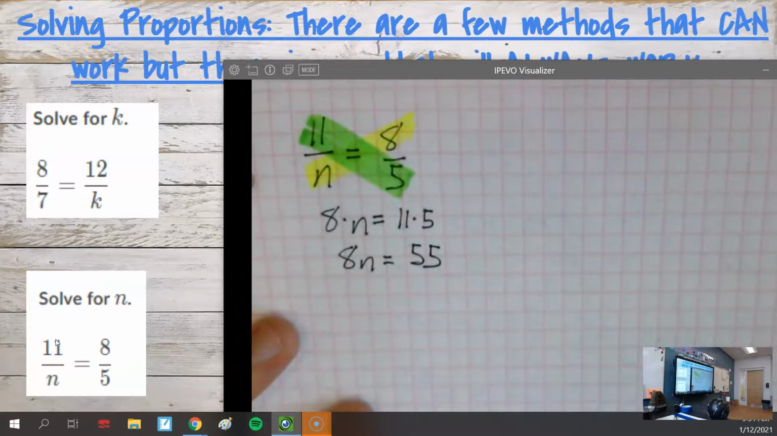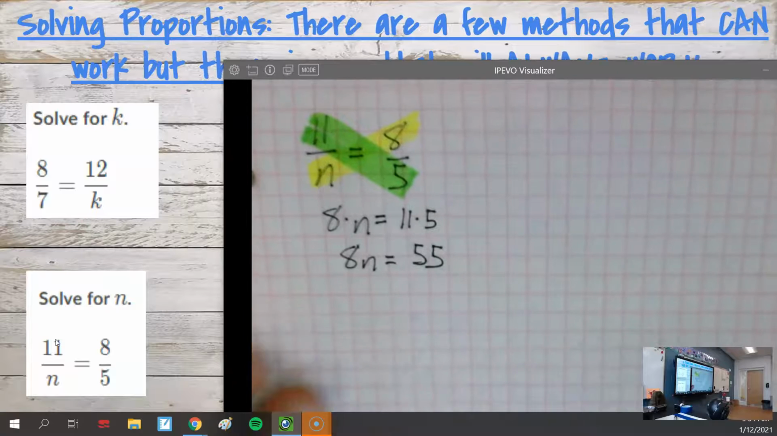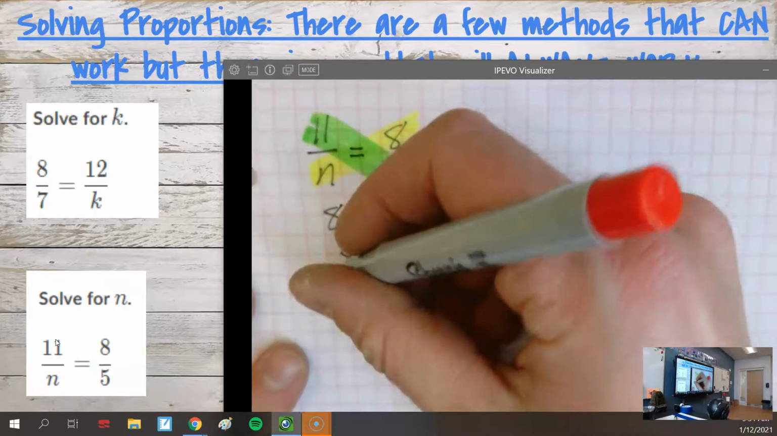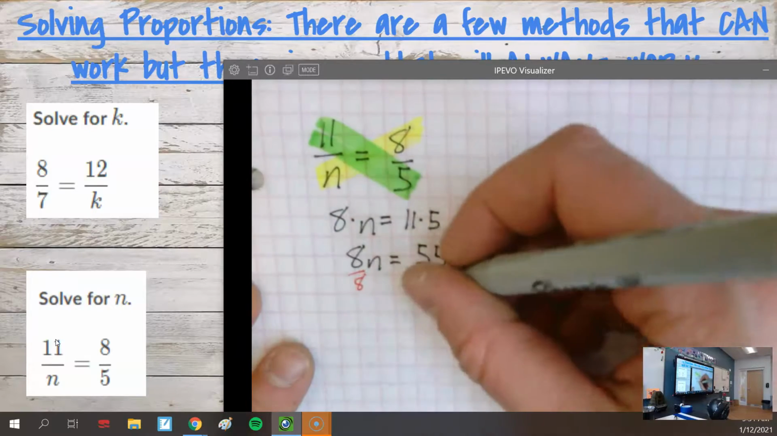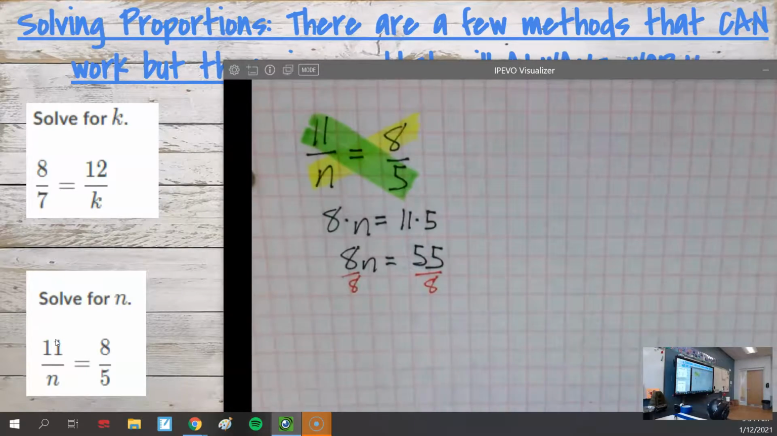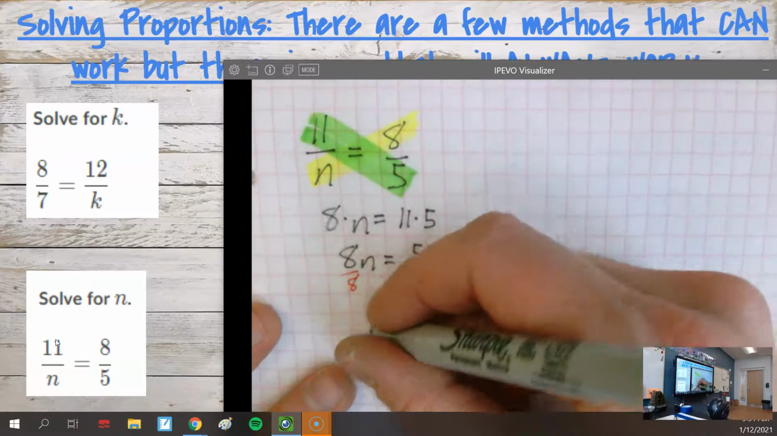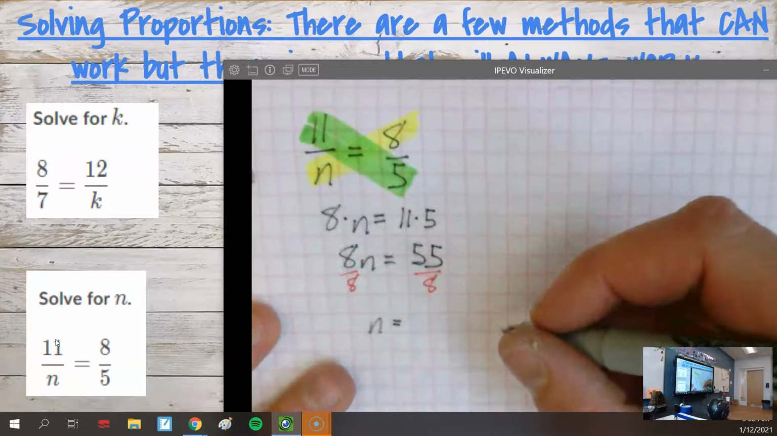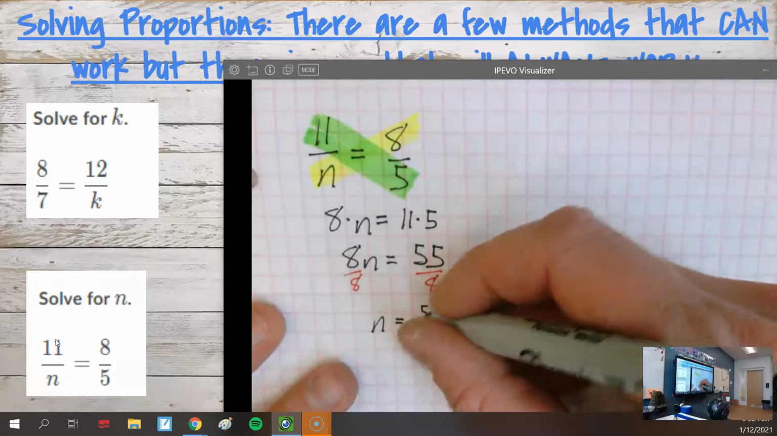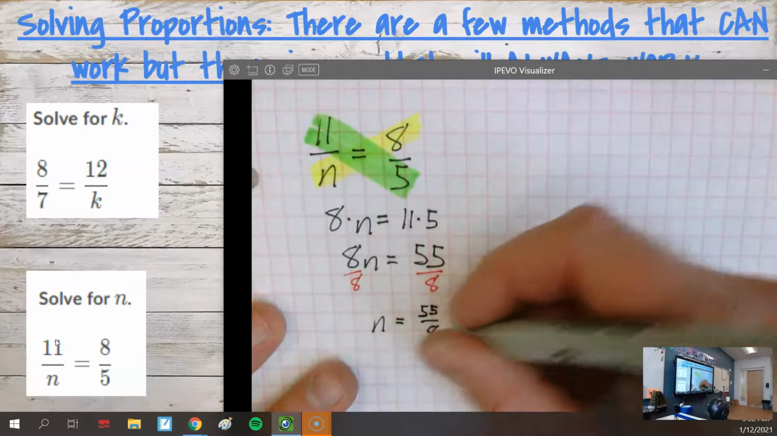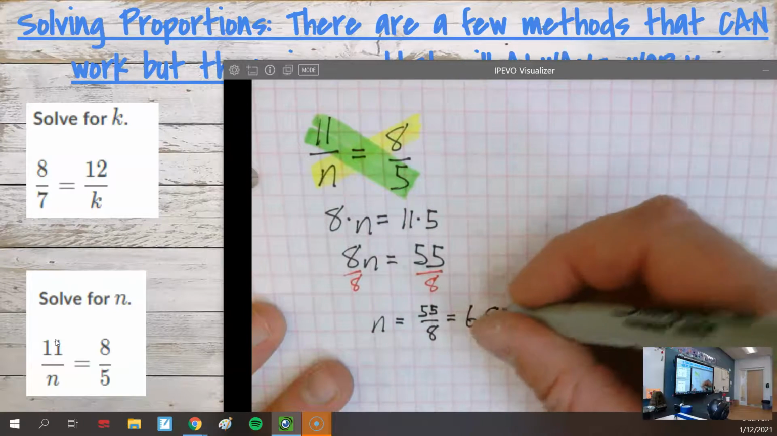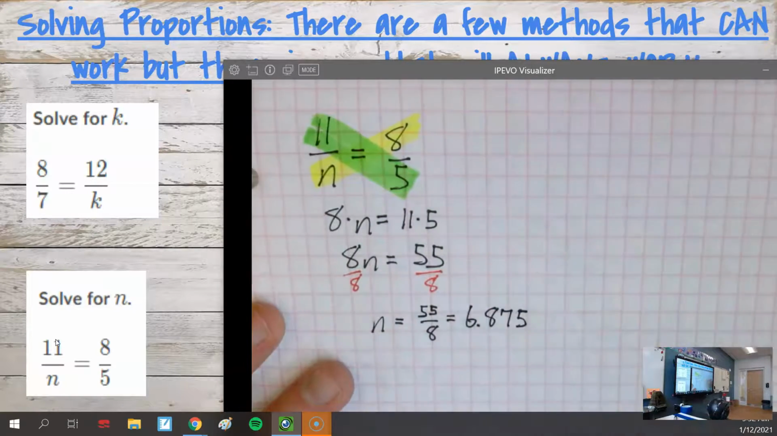What number do we want to get rid of so n can be alone? 8. So we divide by 8. What'd you get? 6.875. So honestly, we could leave it as 55/8, or we could write it as 6.875 if you really like decimals.